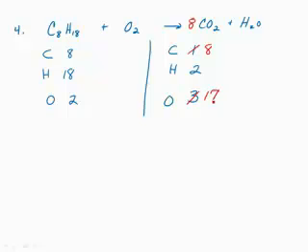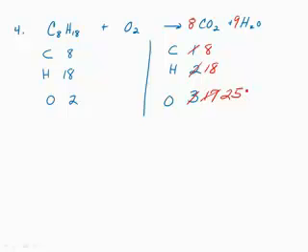Alright, so let's go to our hydrogen next. I have 18 here, I have 2 on my product side, so I'm going to put a 9 in front of the water. That is going to give me my 18, but now I've changed the oxygen again. So I have 8 times 2, so 16 from the carbon dioxide plus 9 from the oxygen, and that's going to give me 25 oxygens on the product side.